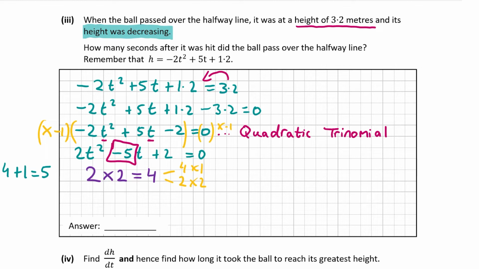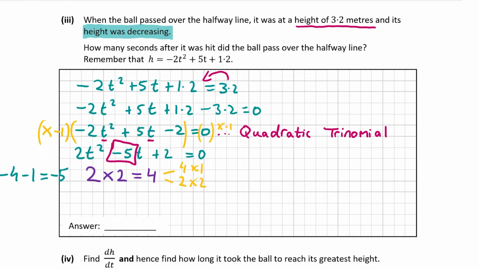We don't want plus 5, so we can't do that. 4 minus 1 is 3, so it's not 4 minus 1. 1 minus 4 is minus 3, so it can't be 1 minus 4. The other one is minus 4 minus 1. And minus 4 minus 1 is indeed minus 5.